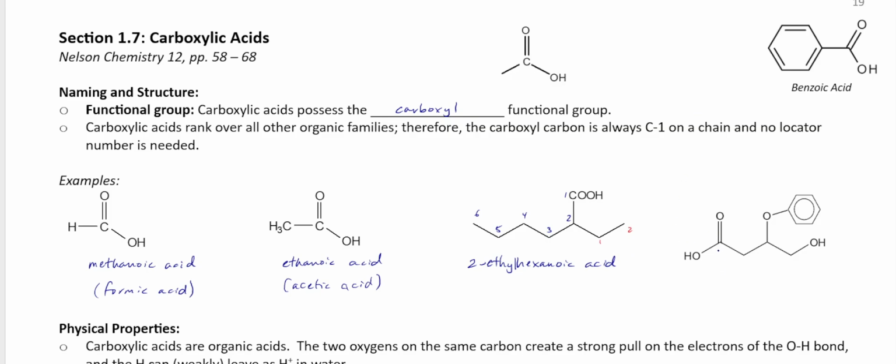Over here, I'm going to count this one as my first carbon, 1, 2, 3, 4. And notice that I have a phenoxy group on the third carbon and a hydroxy group on the fourth carbon. So I'm going to go alphabetical, and I'll say 4-hydroxy, 3-phenoxy, and then over here 1, 2, 3, 4, butanoic acid.